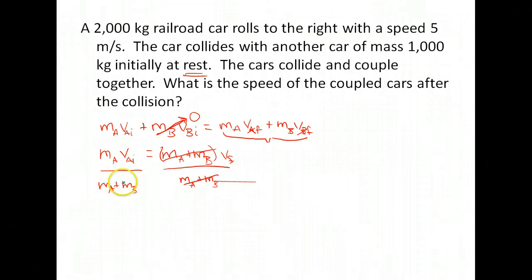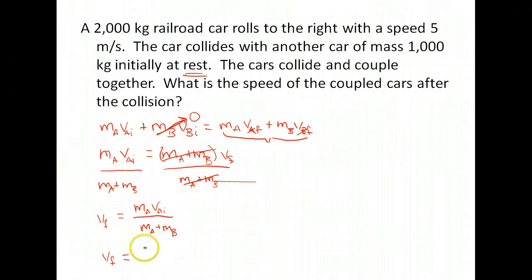Okay, so to find the final velocity, all I need to do is take the mass of object A times its initial velocity, and then divide that by the total mass of the two cars once they're stuck together, the total mass of the system. So let's go ahead and start plugging in some numbers here.